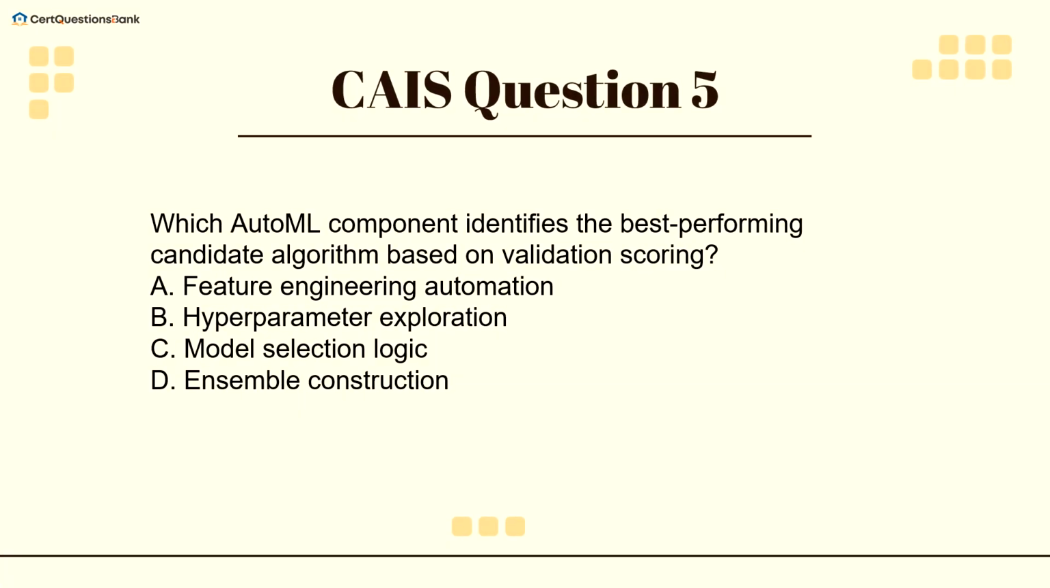Which AutoML component identifies the best performing candidate algorithm based on validation scoring? A. Feature engineering automation. B. Hyperparameter exploration. C. Model selection logic. D. Ensemble construction.